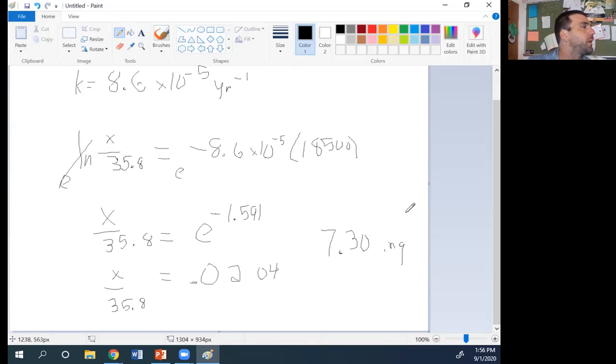So that's the only thing that was really different about today than yesterday, you have to use the e button. There is 14.4 grams remaining. How many did you start with? The only thing that would be different here is you would say you have 35.8 over X. You would divide instead of multiply there.